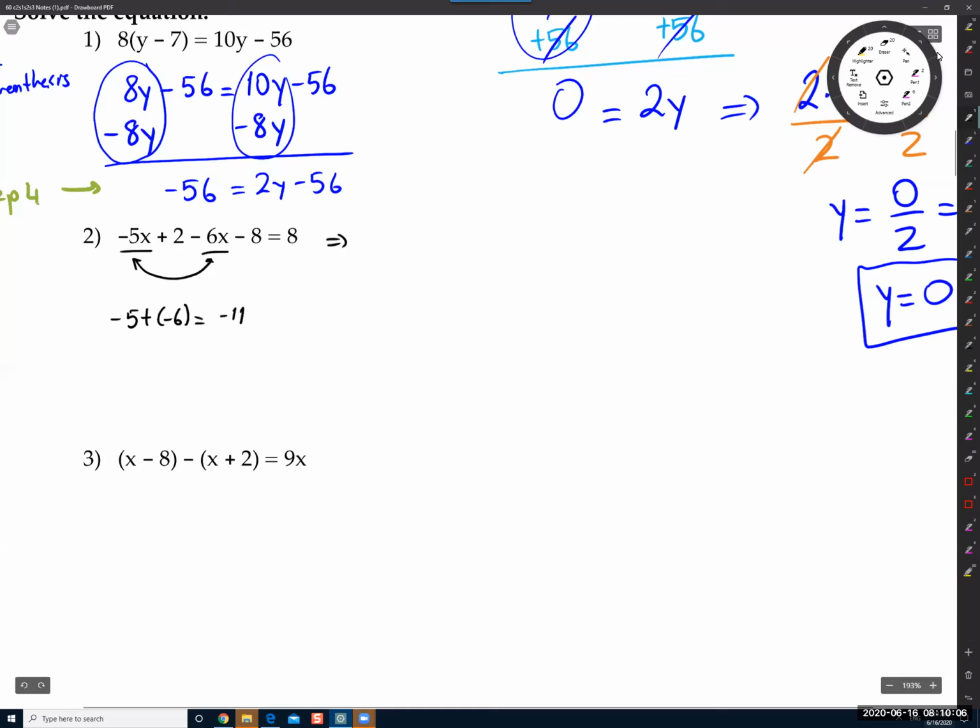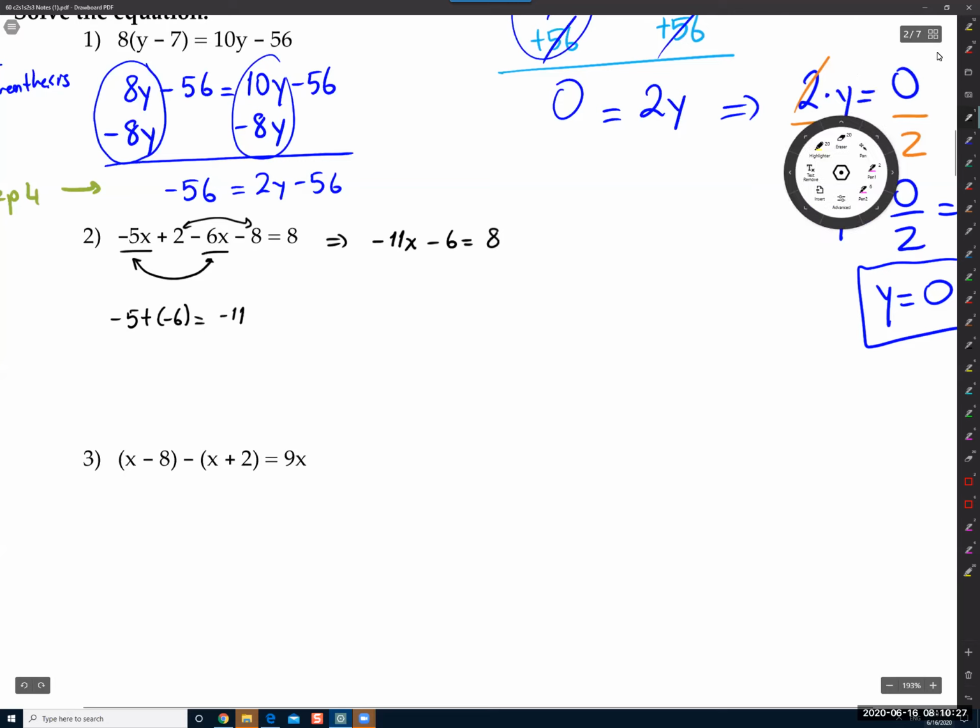So if I try to rewrite that, that's going to be -11x. And I'm going to combine the constant to constant, +2, -8. Again, you are allowed to use calculator, but +2, -8 is going to be -6 is equal to 8. Okay. So combining like terms, step 3 is done.